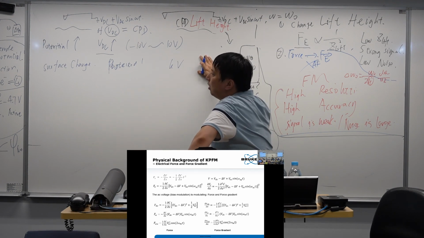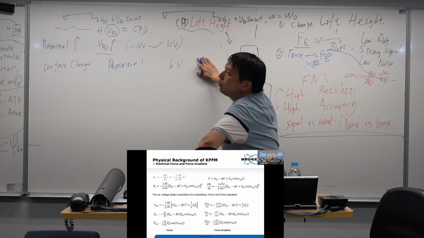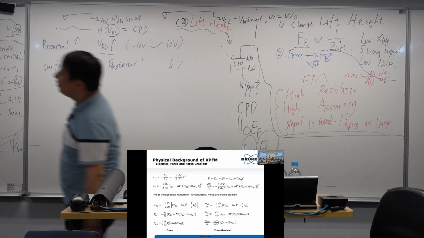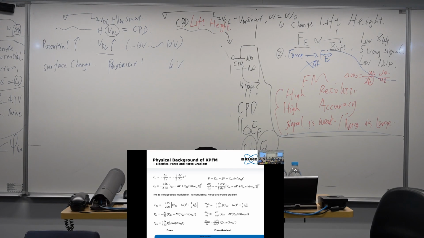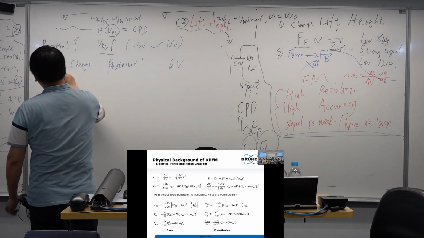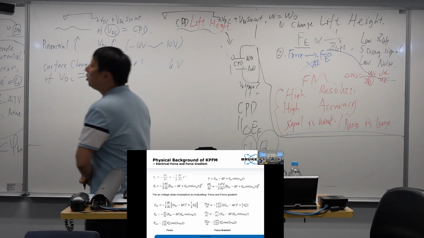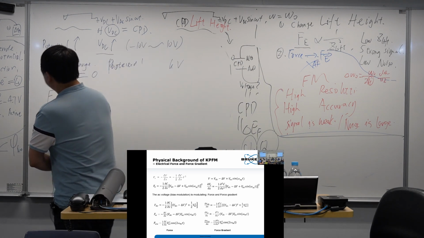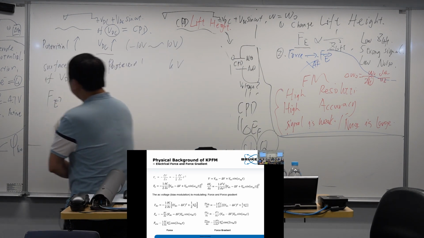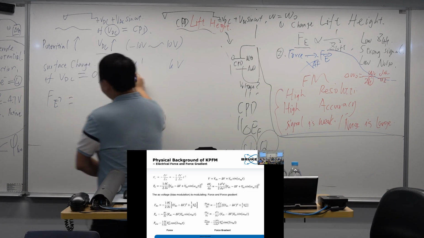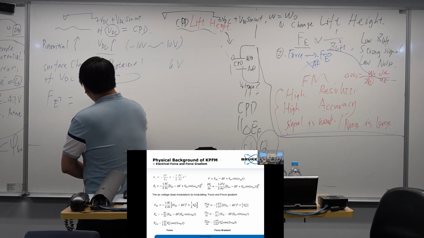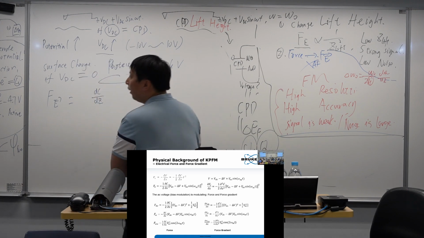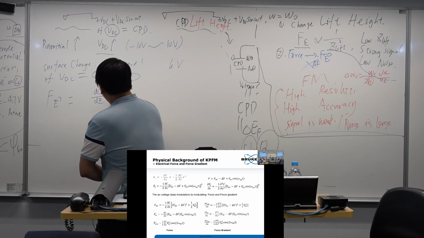So for this kind of sample, how do we do it? They take a look at these two terms. If VDC equals 0, we don't apply any VDC anymore. So the electric force will be a DC term plus dC over dZ times the surface potential.